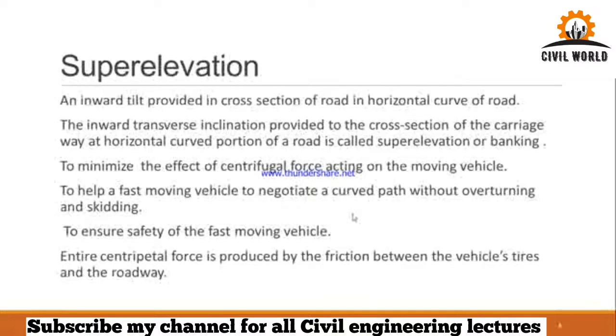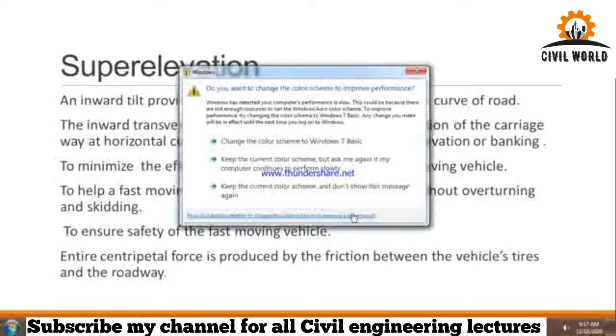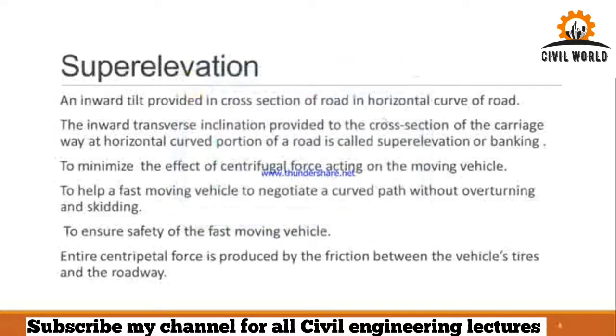So how do we minimize the effect of centrifugal force so that the vehicle may not skid or overturn? Superelevation is provided in the horizontal curve. Superelevation is provided in order to increase centripetal force and minimize the effect of centrifugal force, and to provide stability to the moving vehicle when it negotiates a curved path.